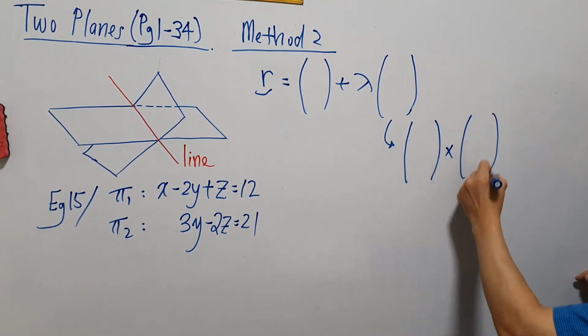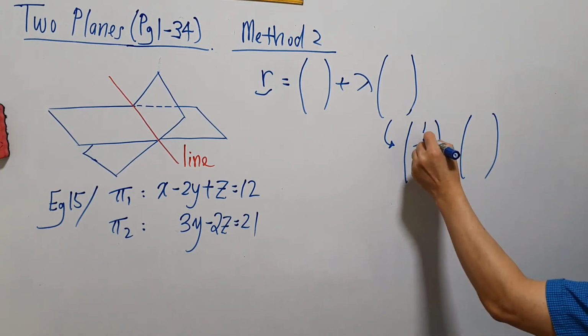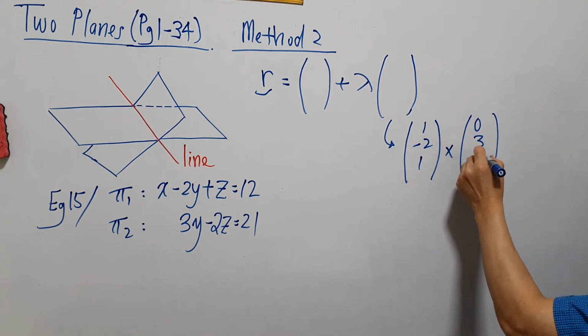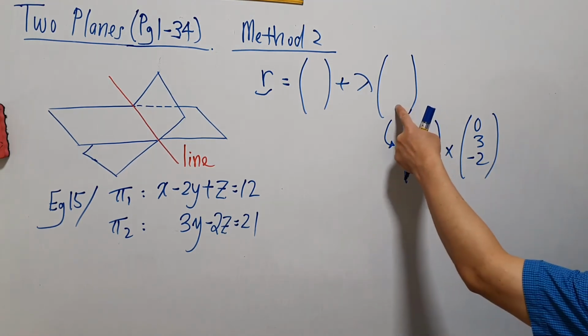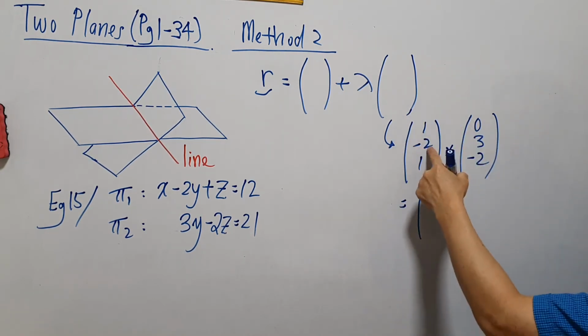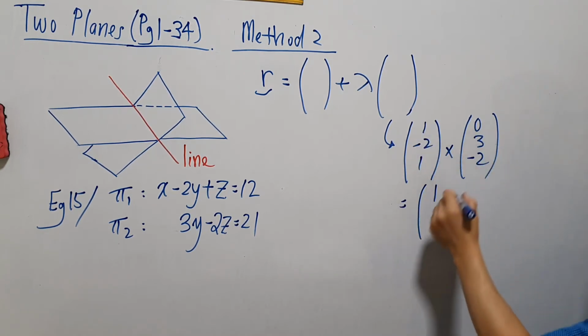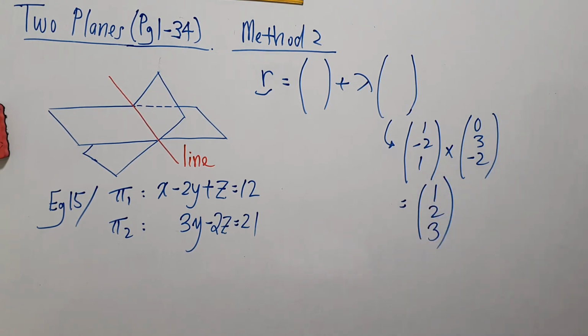Tell me which two vectors. It is the vector 1, minus 2, 1, and 0, 3, minus 2. If you cross product these two vectors, you obtain a vector that will serve very well as the direction vector of this line. And this gives you 4 minus 3 is 1, minus 2, that's 2, and 3. Can you see? So immediately I'll get this vector 1, 2, 3.